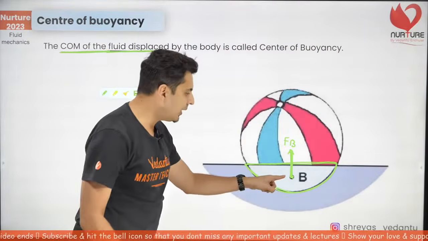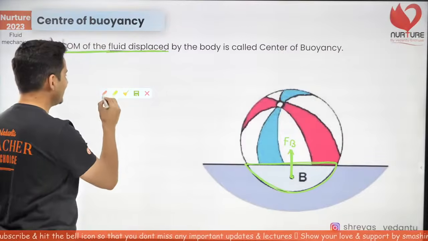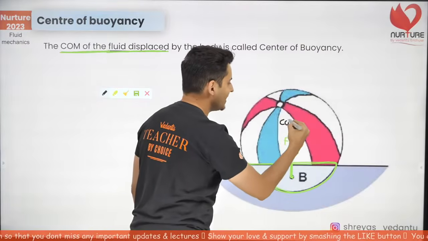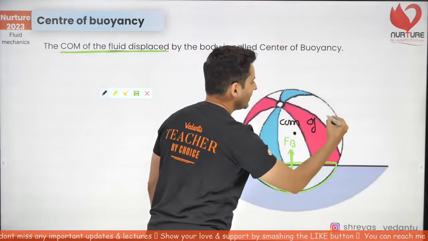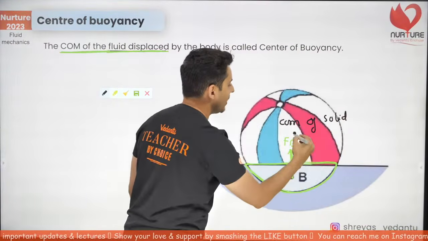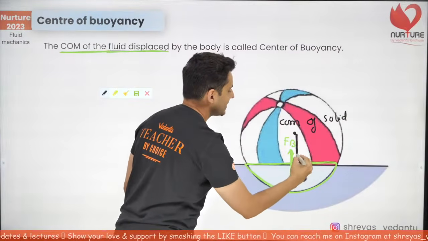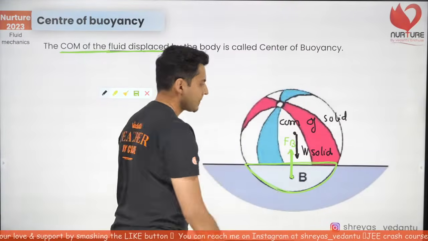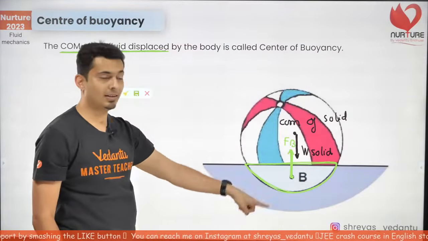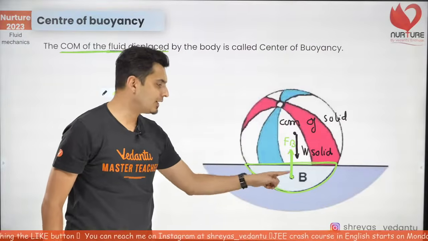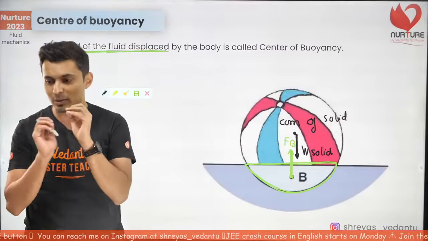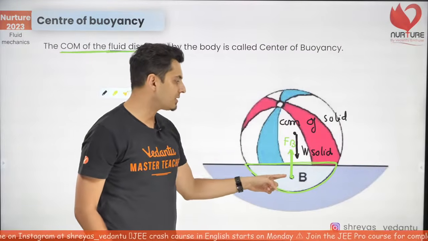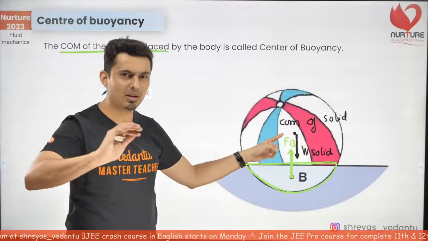But remember, this is not the center of mass of the solid. In fact, the solid could be anywhere and its center of mass could also be anywhere. So this is the center of mass of the solid, and from the center of mass you have the weight of the solid. So these two things are different: the center of mass of the solid and the center of mass of the liquid which has been thrown out. Both are different. This one is called center of buoyancy. This is the center of mass of the solid.